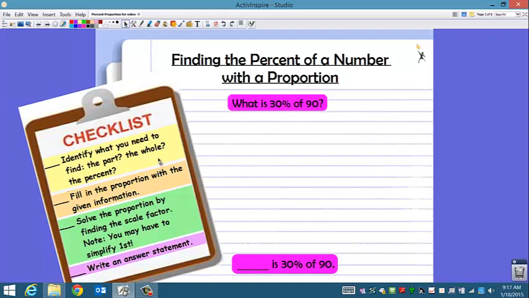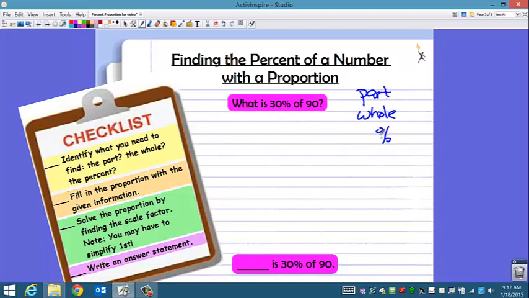The first thing you need to do is identify what you need to find. Do you need to find the part? Do you need to find the whole? Do you need to find the percent? The best thing to do is to go ahead and make a list at the side, listing what you know. So the 3 parts would be the part, the whole, and the percent.